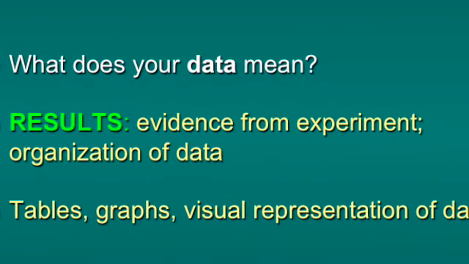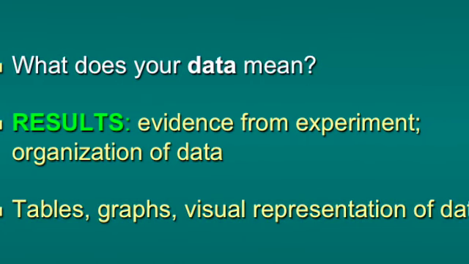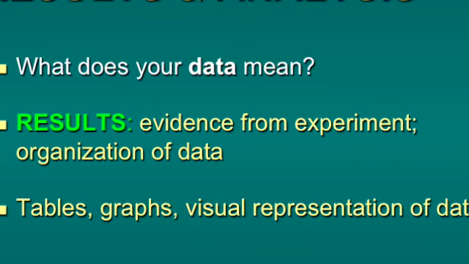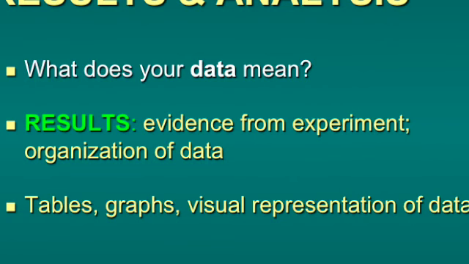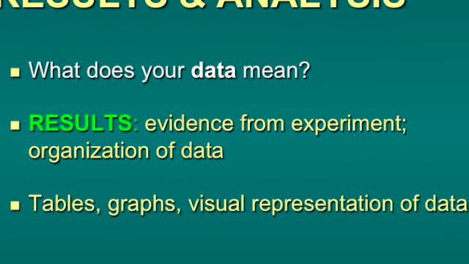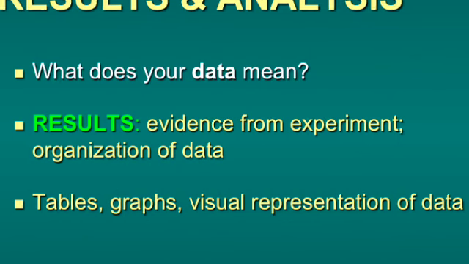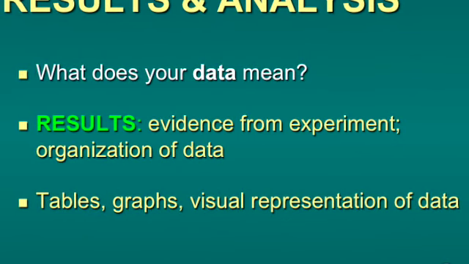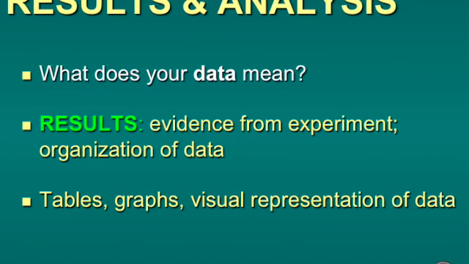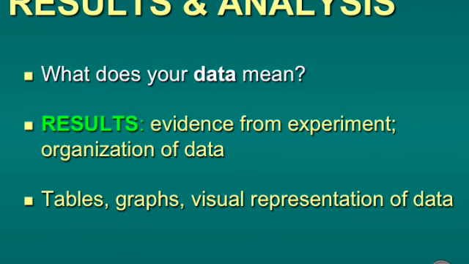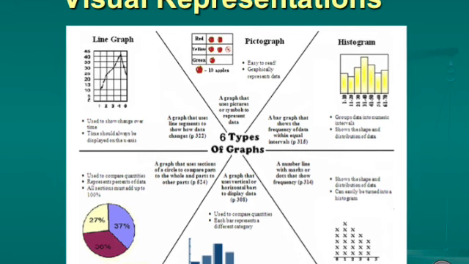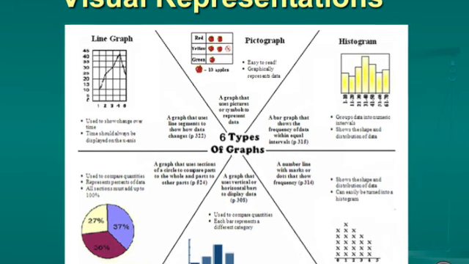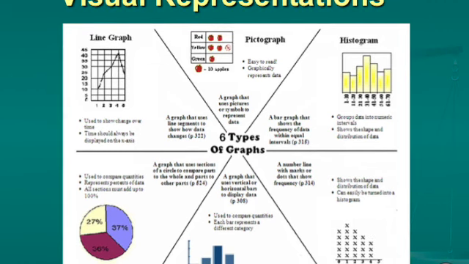Once you've collected your data, you move on to the analysis phase, where you get to interpret what your data means. And this becomes the results section of a lab report. And it's basically just an organization of your data. So you would take that data that you get and you would put it into tables, graphs, or some other sort of visual representation. So here are some examples of different types of graphs or visual representations. You can take a look at these. They're all used for different reasons.